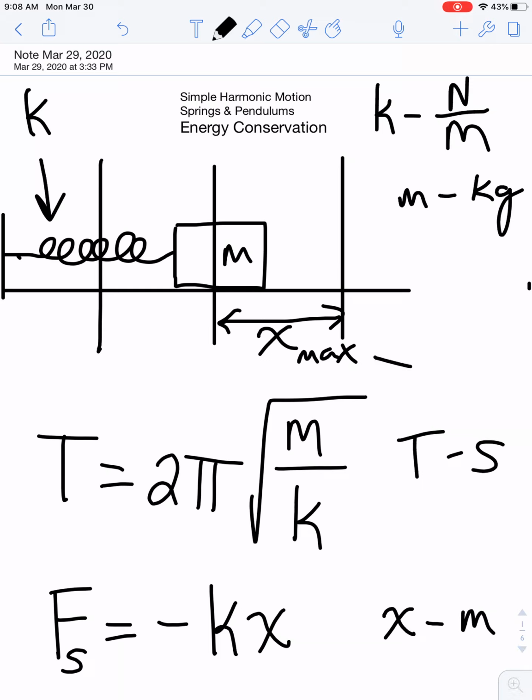And note here that this right here, x max, would be when the mass is pulled all the way back there, and that is the maximum distance, the maximum displacement, and we call that the amplitude, okay?